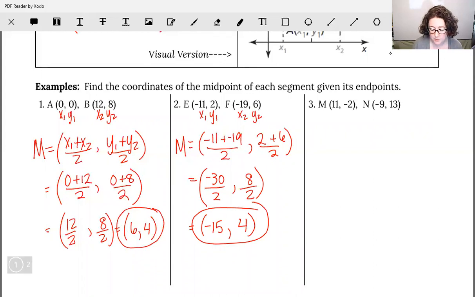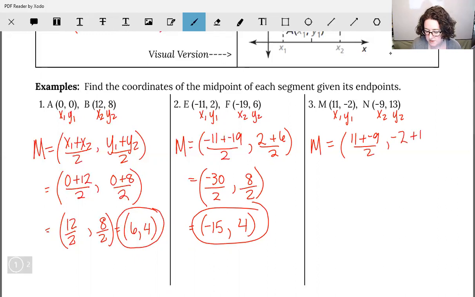Okay, to check your work for number 3, and x1, y1, x2, y2, equals 11 plus a negative 9, negative 2 plus 13. Again, do be very careful. When you were doing distance formula, you subtracted your values. When you're doing midpoint formula, or when you're doing an average, you always add your values. So double check, are you doing the correct operation on your x's and your y's?